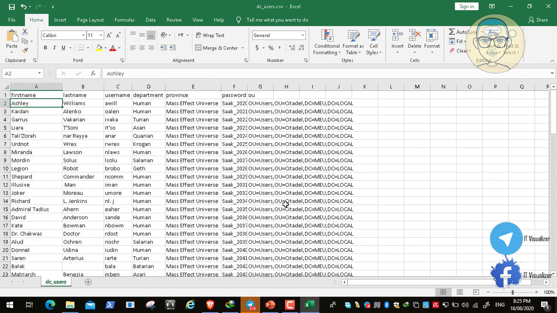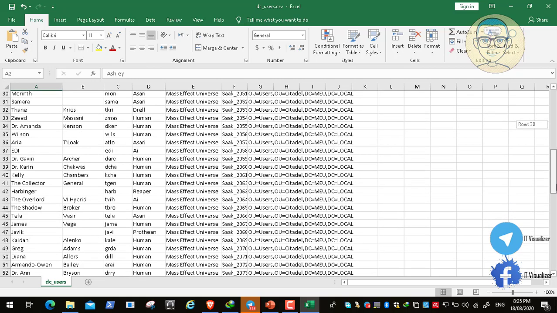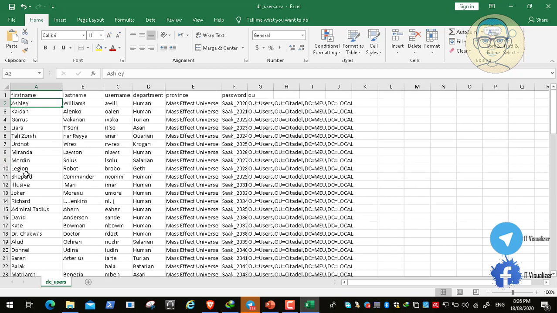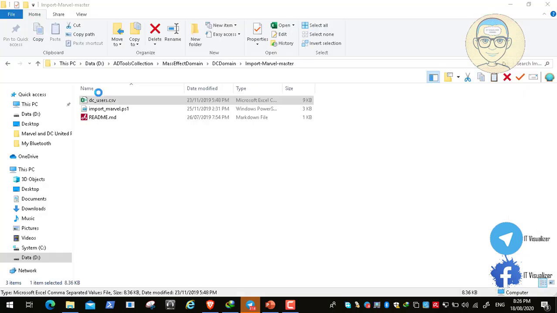Let me show you all. These are about 89 users. All of them are real names of characters in the Mass Effect game. For example, here is Miranda Lawson. This is a very well-known character. And this is Ashley Williams. This is also a very important character. And here we can see our Commander Shepard. Okay, Legion. All of these are very well-known characters that you play with in the game. So these are all the users that we will create. We'll create these Active Directory user accounts using this PowerShell script. Okay, so this is the Active Directory users.